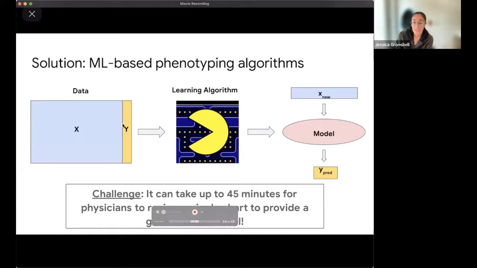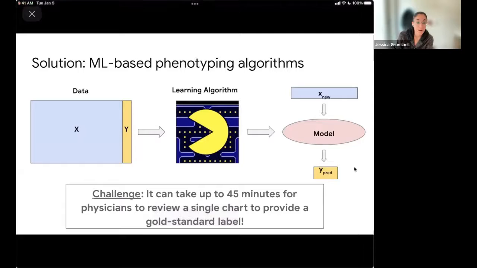To get training data, the information on the outcome Y is so hard to get in healthcare. We actually have to ask our physician friends to sit and read medical charts for us, which they hate to do. It can take like 45 minutes to get one label. They have to read all the records of a patient. So we're in a setting where even getting a training data set to build that learning algorithm is a huge obstacle. We need to do better. We need to think of another way to solve this problem.